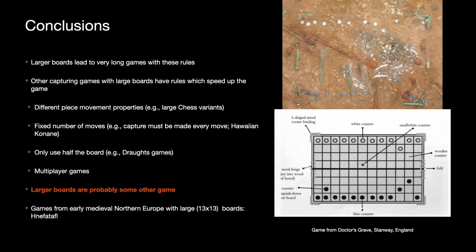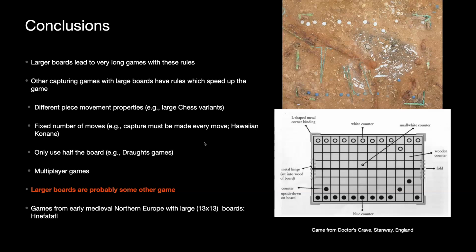Some of them are enlarged chess variants, where you add more pieces with more movement properties to help speed up those games. Some of them have a fixed number of moves, like the Hawaiian game Konane, where the board is filled with pieces to begin, and every move has to be a capturing move, so there is a finite number of possible moves. Some of them are drafts or checkers games, where you only use half of the spaces on the board, so that's actually a smaller board. And some of them are multiplayer games.